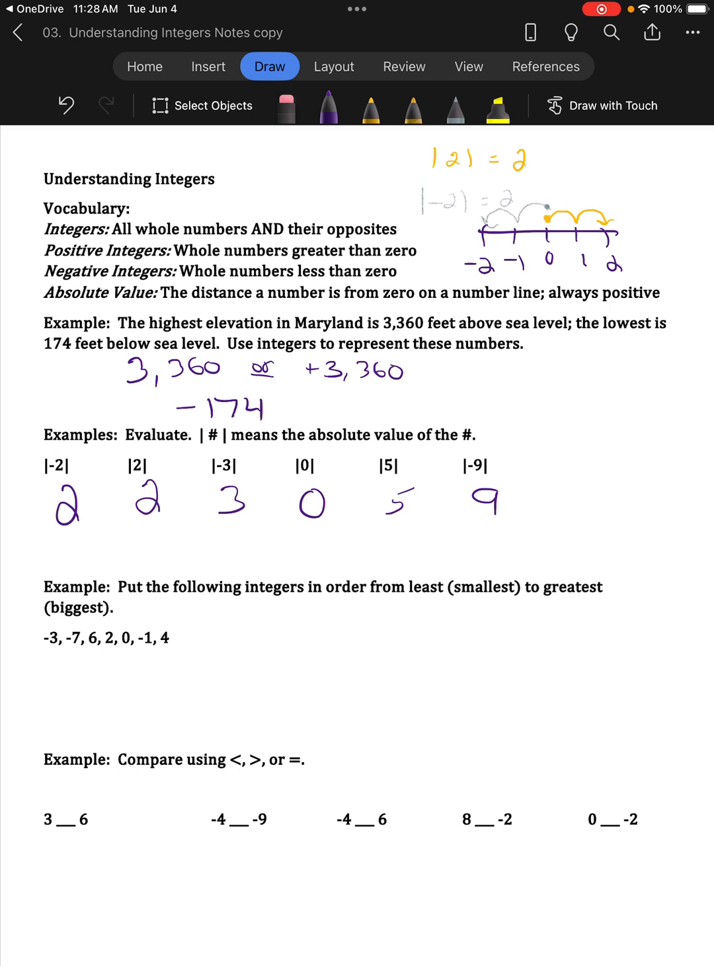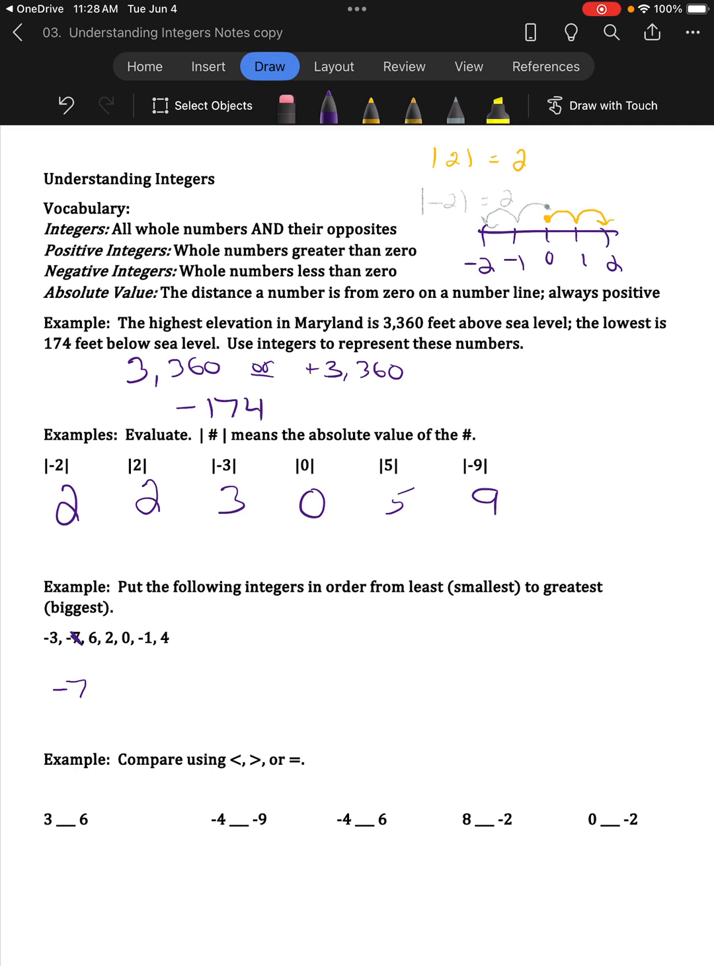Next, putting things in order from smallest to biggest, or least to greatest. Now remember, look at the number line I drew above. Smaller numbers are always to the left, so negative 2 is smaller than negative 1. So if you look at this list and say, okay, which one would be farthest to the left if I drew out a full number line, that's going to be negative 7. And once I use it, I'm going to cross it off so I don't use it again.